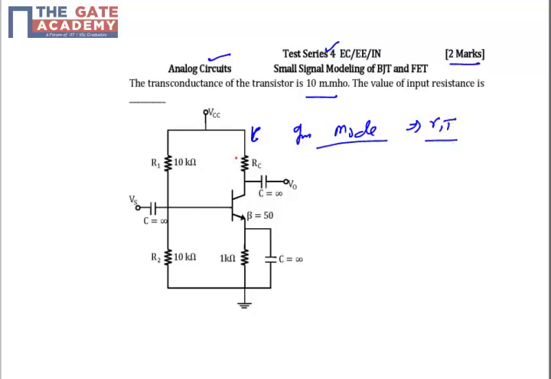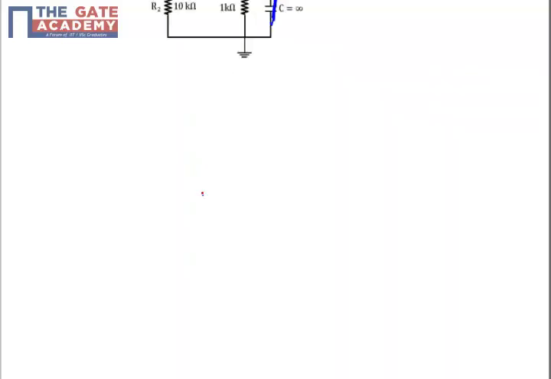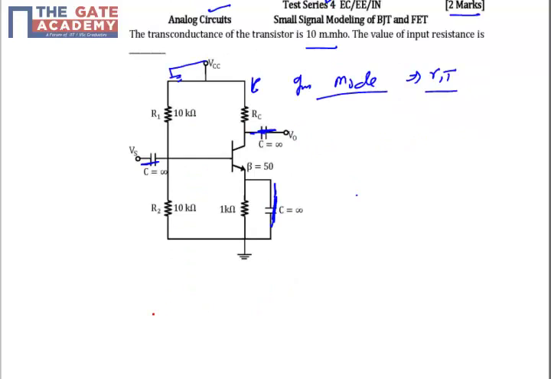In any AC equivalent circuit, first of all short circuit the DC source, short circuit all the capacitors, and draw the AC equivalent circuit. In the AC equivalent circuit, we make sure that we have only one ground. I have a 10 kilo ohm, no issues. I have this another 10 kilo ohm which is also connected from base to ground, so we have only one ground, so connect this also from base to ground.